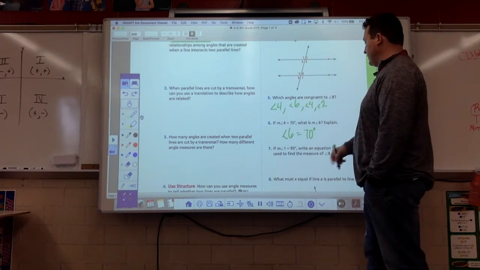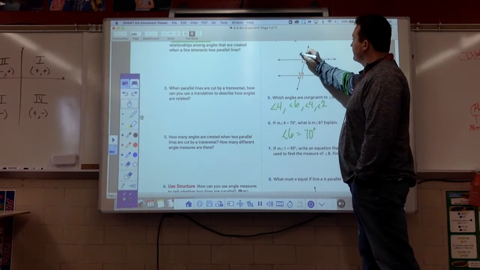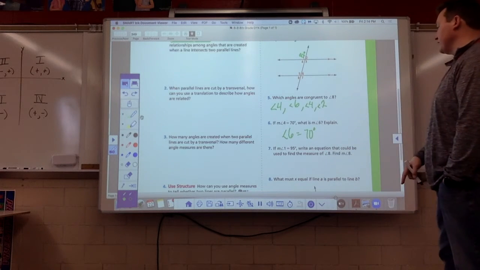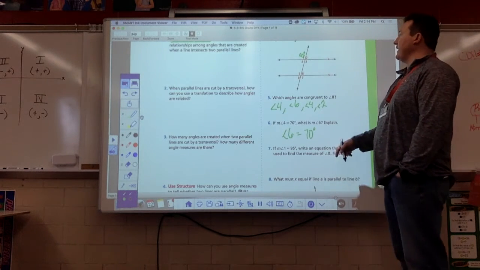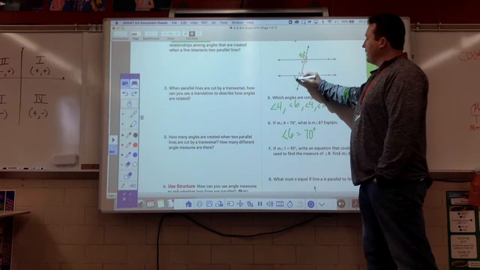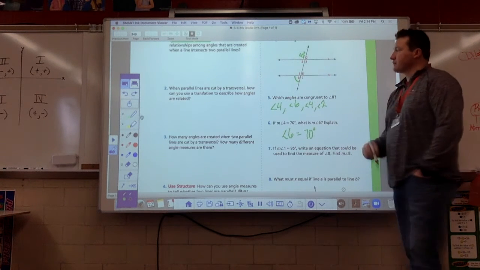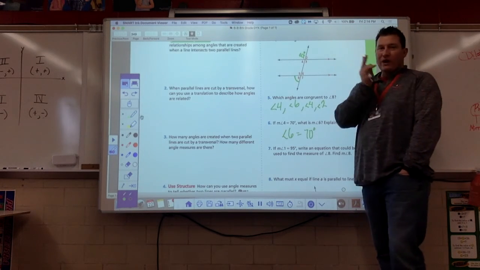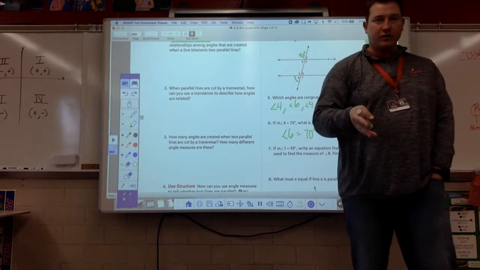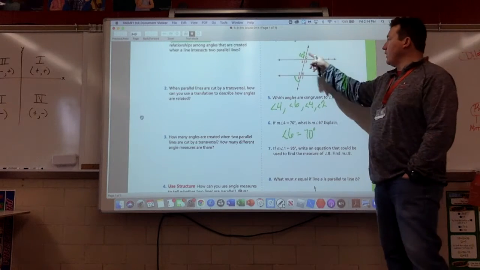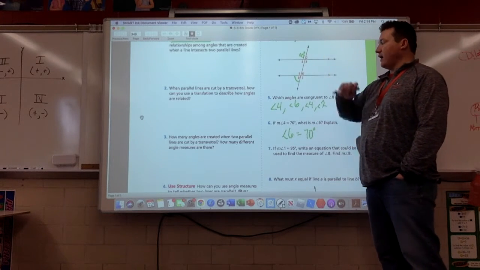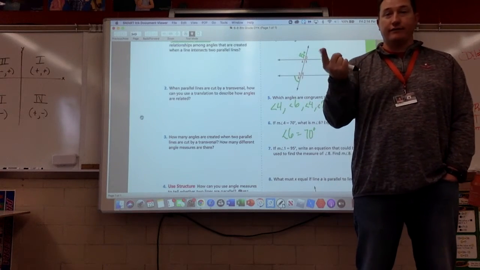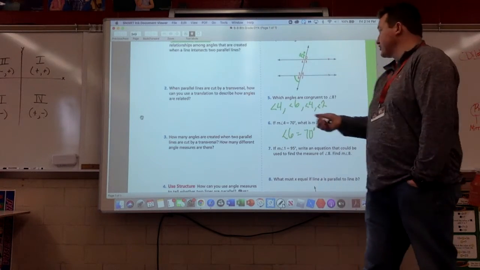Angle 1 is 95 degrees, okay? Write an equation that can be used to find the measure of angle 8. Okay, so here's angle 8 all the way down here. So, we have to figure out the special relationship between angle 1 and angle 8. Choices are supplementary, congruent. I mean, that's literally the relationship we have.